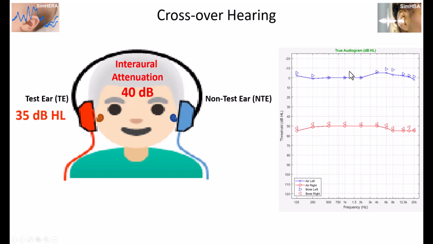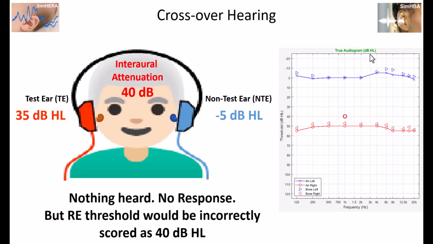Let's move on to doing 35 dB. Let's say we test at 35 decibels. We're going to get -5 in the non-test ear. And now that is below, if we take a look at the right, that is now below their non-test ear's threshold. So the patient doesn't respond.